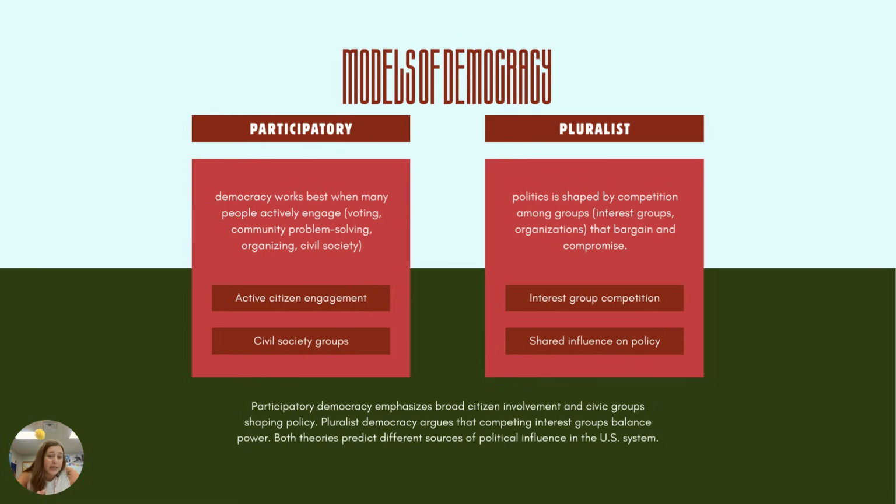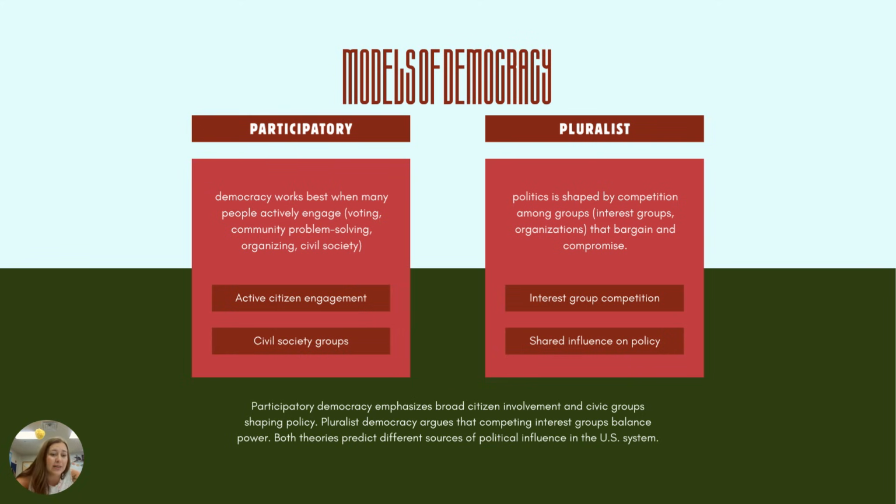Our final piece is about the different models of democracy. And ultimately, the question here is, where does political power actually come from? Where is it concentrated in the US system of government today? And there's a few theories about that. The first is participatory theory. And participatory theory says that democracy works best when as many people as possible are actively engaged. They're voting, they're community problem solving, they're organizing, they're engaged in civil society.